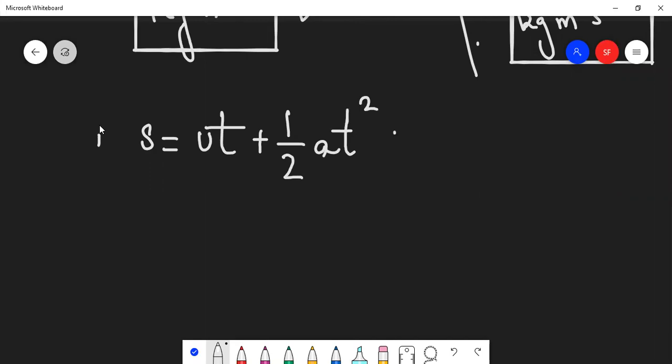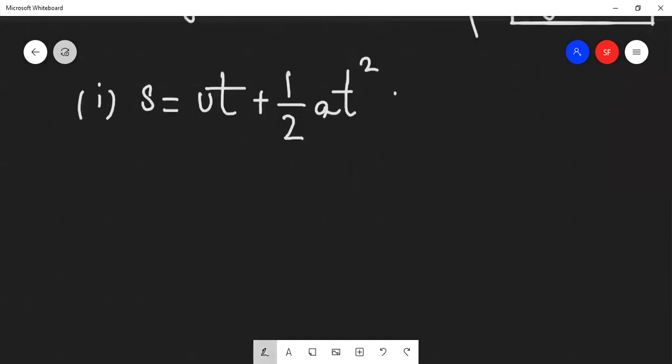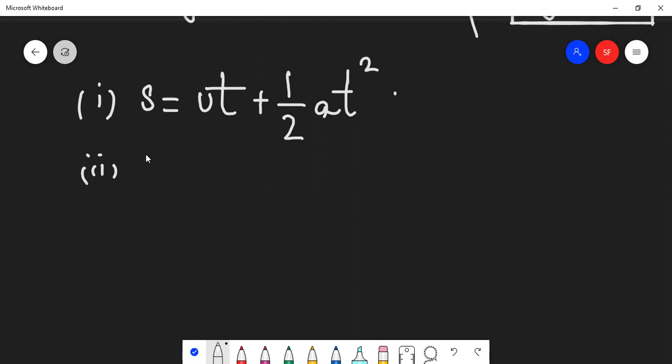s equals ut plus half at squared. Do you remember this equation? Yep, equation of motion. Yeah, any equation of motion can be used for practice. You can use v squared equals u squared plus 2as as well. You can use any one of them. But before I move on to any other equation, let's try this one first.